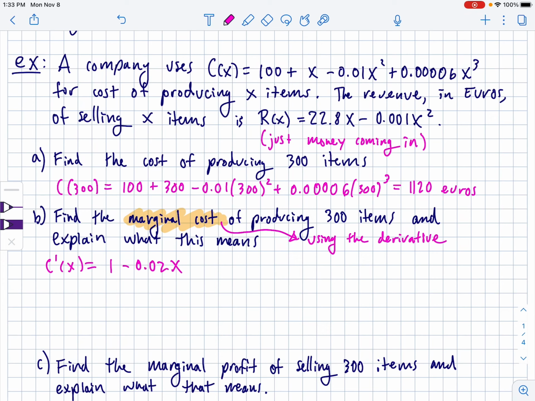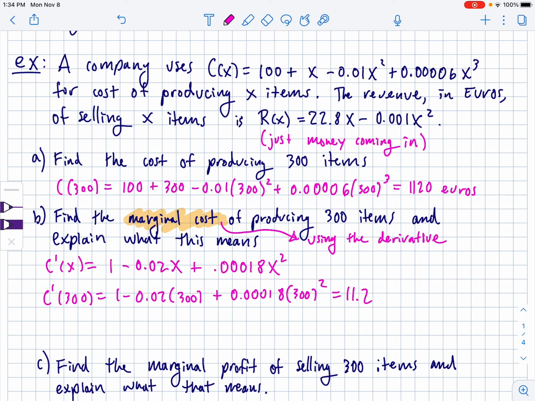So that is plus 0.00018 x squared. Now, if we put 300 into the derivative, we get 1 minus 0.02 times 300 plus 0.00018 times 300 squared. I believe this is 11.2.